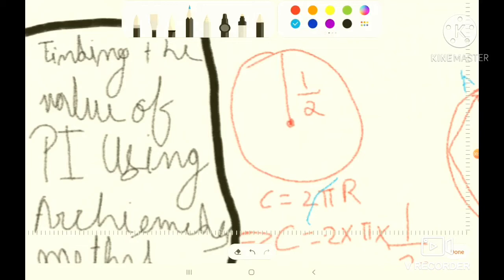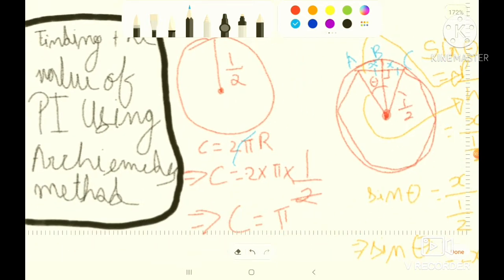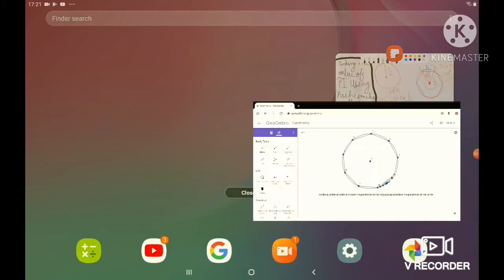Okay, so today I'm going to find the value of pi using the Archimedes function. Okay, so let's get started. First of all, I want to show you something in the GeoGebra application.